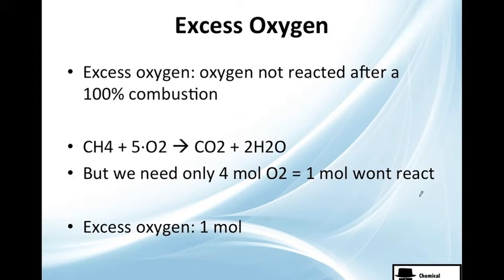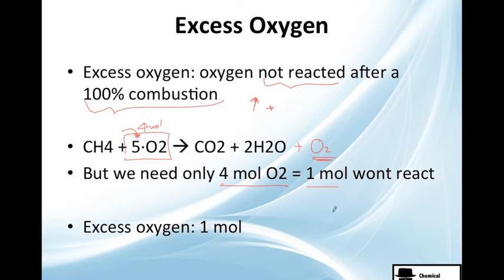Now, the excess oxygen is the oxygen that does not react after a 100% combustion, and it's always over. You'll have extra. So what happens when we add not 4 moles but 5 moles of oxygen? You will also have, I don't put it here because it's not that chemically correct, 1 mole left. So we use 4 moles for the combustion and we have 1 mole that did not react. The excess oxygen is 1 mole.